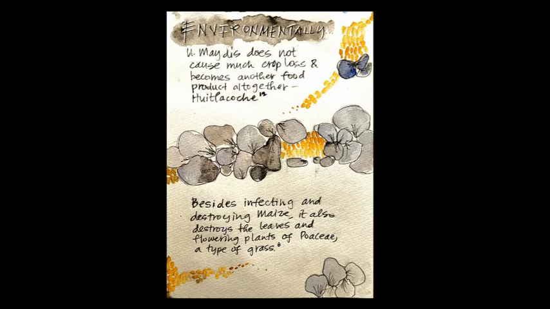So overall, Ustilago maydis does not cause a lot of crop loss compared to other fungi. It does actually become another food in and of itself, that huitlacoche. And besides infecting corn, it can infect grasses. But I think its most interesting usage is probably its usage in tacos and quesadillas.